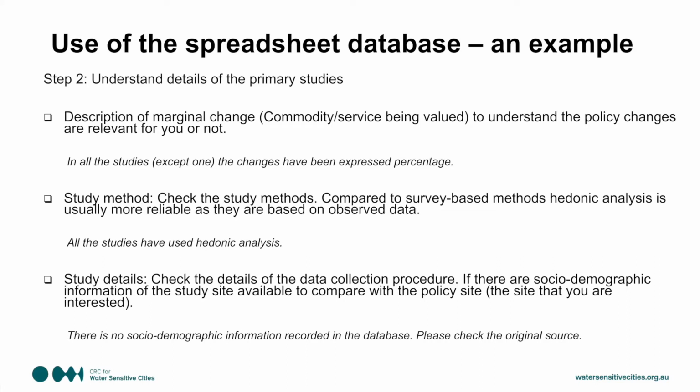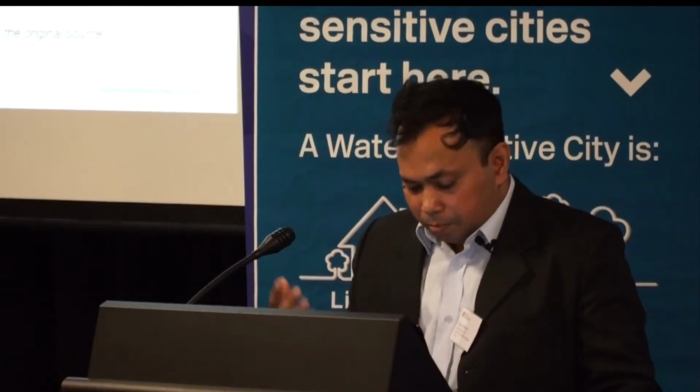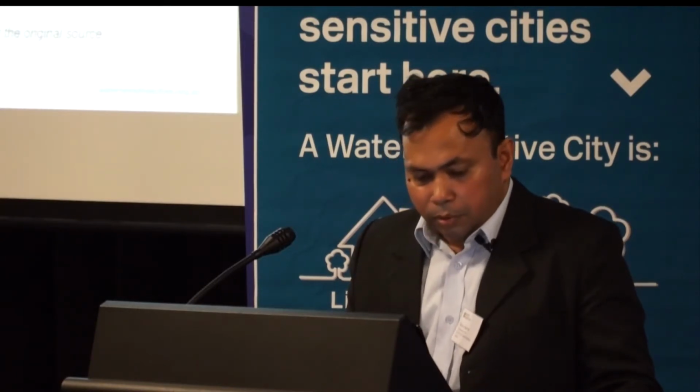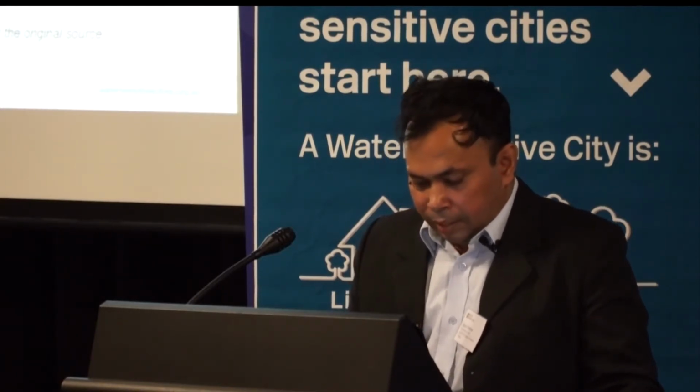Understand whether it's a primary study, and understand more details of the studies. In this case, we could conclude that it's all good, because they have defined it more or less clearly, but on the other hand, they do not provide any socio-demographic information in the database. So in that case, you might want to check the original source, or you can ask for more information from the authors or from us.